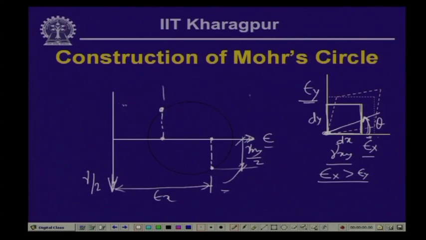This is epsilon y and this is gamma xy by 2. Now, if we join these 2 points, it crosses the epsilon axis at this particular point, and this is the diameter of the Mohr circle and this is the center of the Mohr circle. Now, with this, if we plot the circle, we get the Mohr circle of strain.